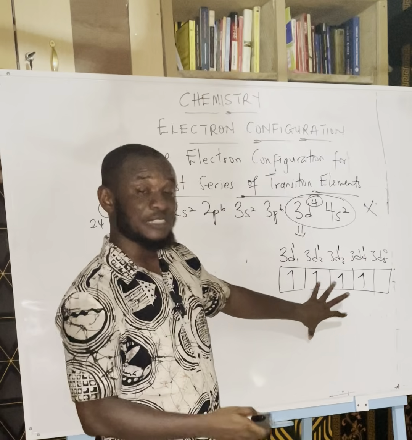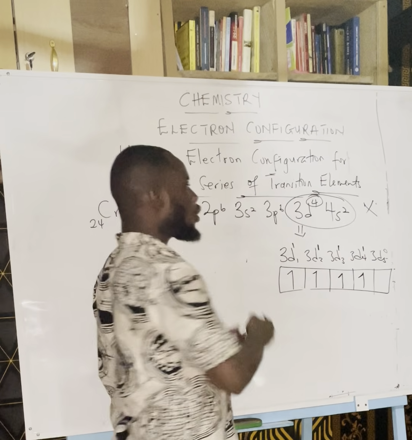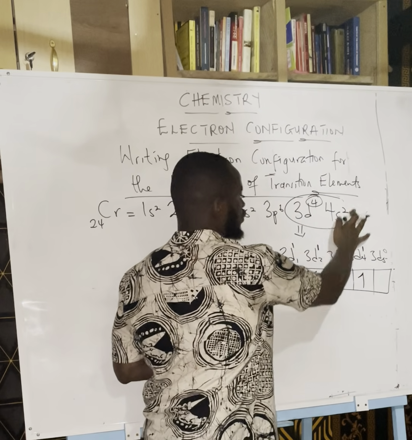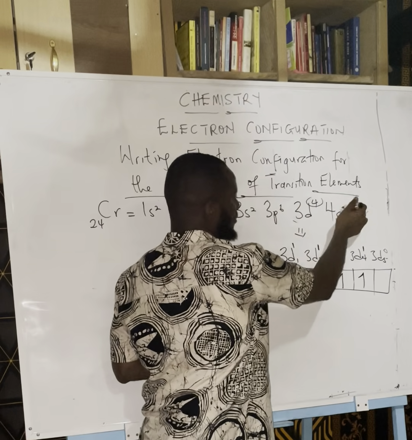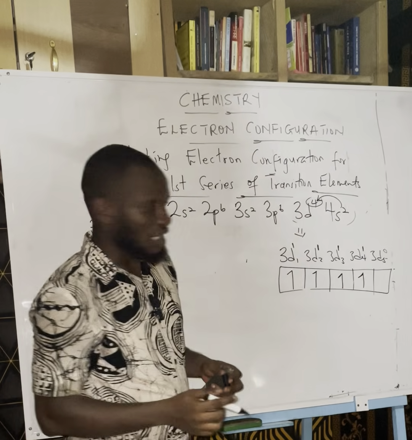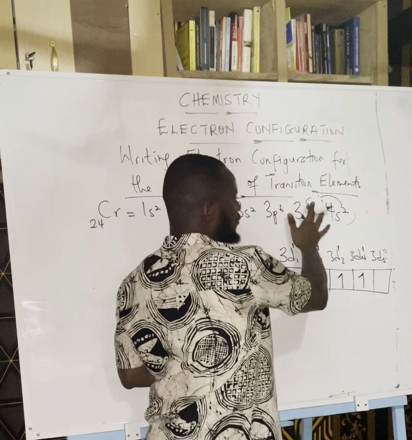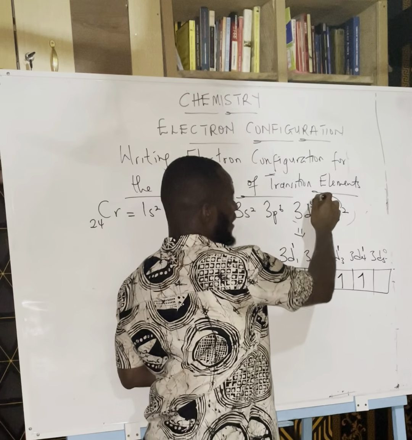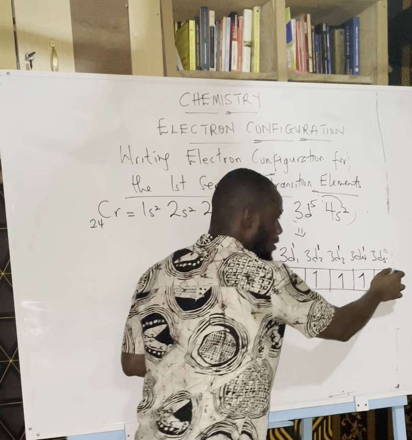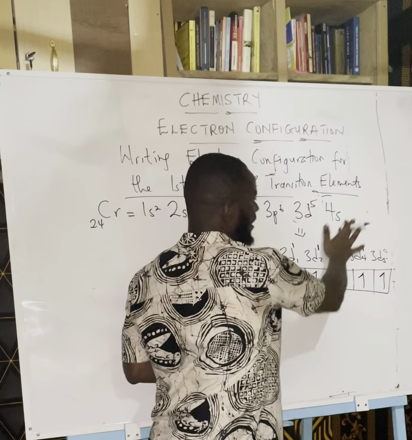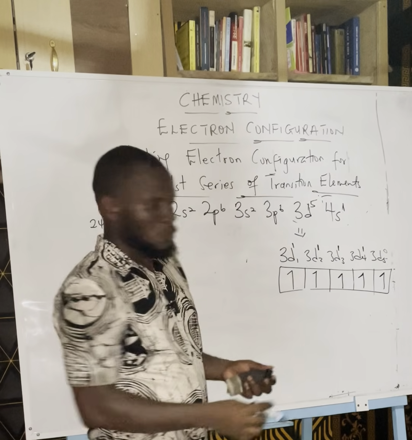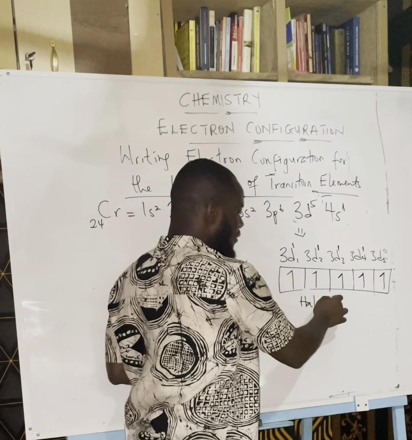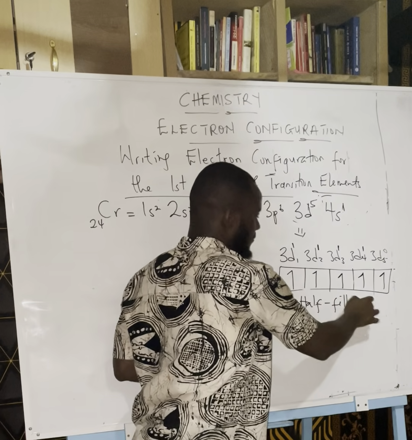So what happens is that for chromium always go here. It will go to the 4s orbital, take 1 electron. So when it takes 1 electron, chromium becomes what? 3d5. So now this one will have it, and the 4s now becomes what? 4s1. So we call this half filled stability.